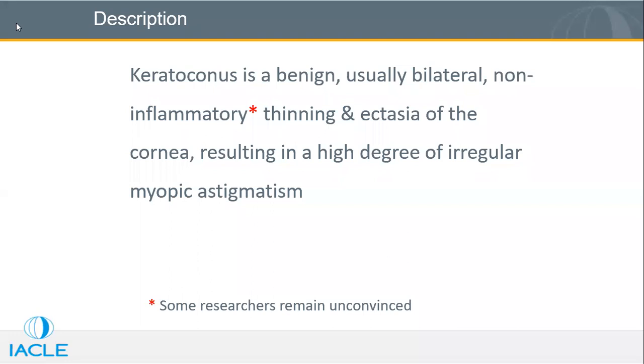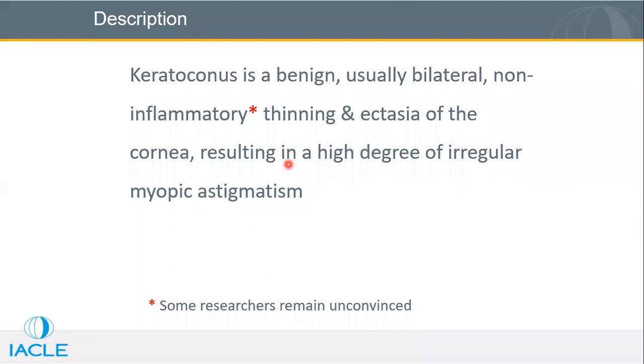considered normally as a benign, usually bilateral, even if it is uniocular. In some patients, you will get only unilateral, but over a period of time, that unilateral also changes into a bilateral condition. So usually it is bilateral and non-inflammatory. However, not everyone agrees that keratoconus is a non-inflammatory condition.